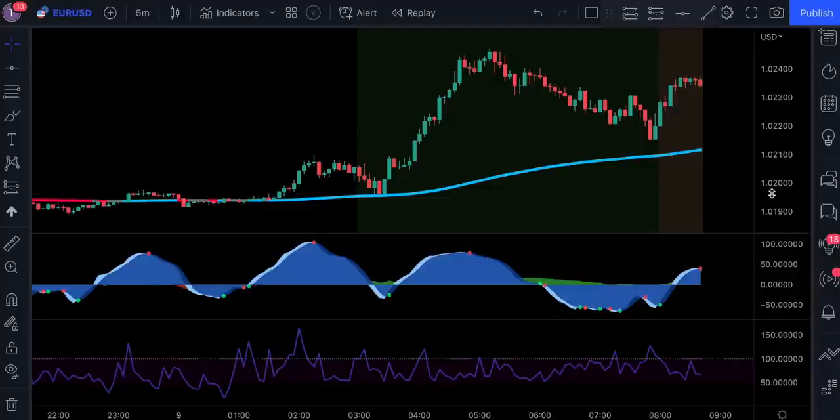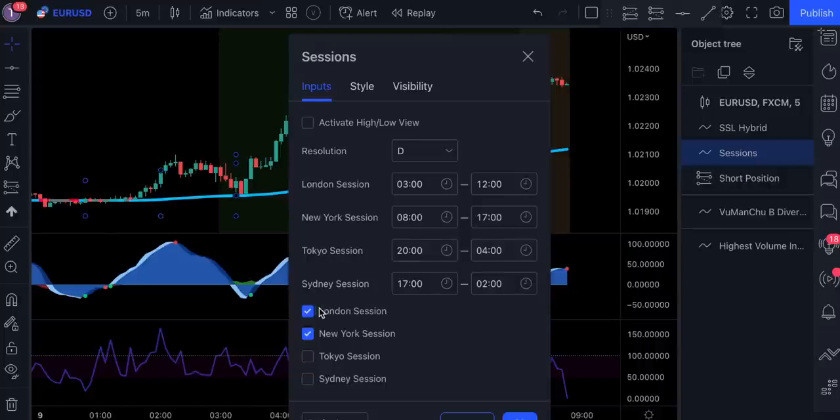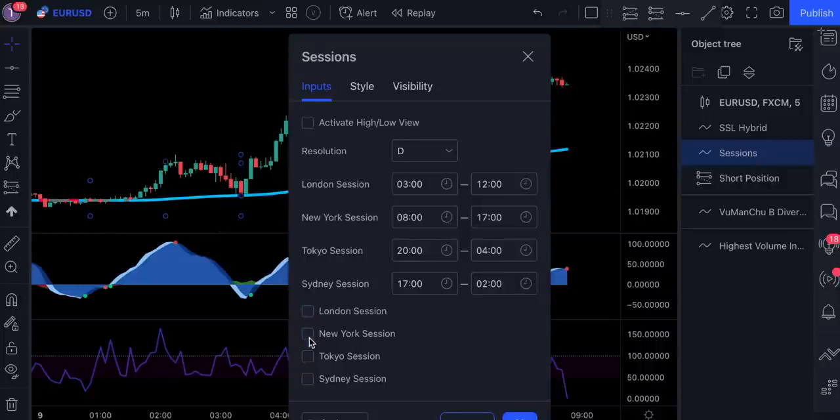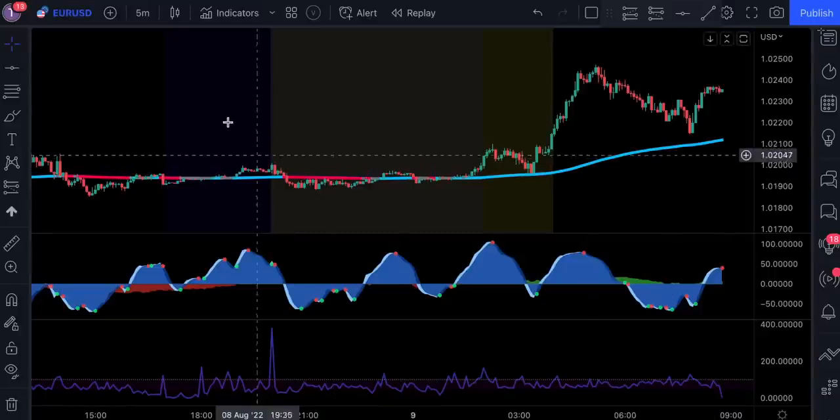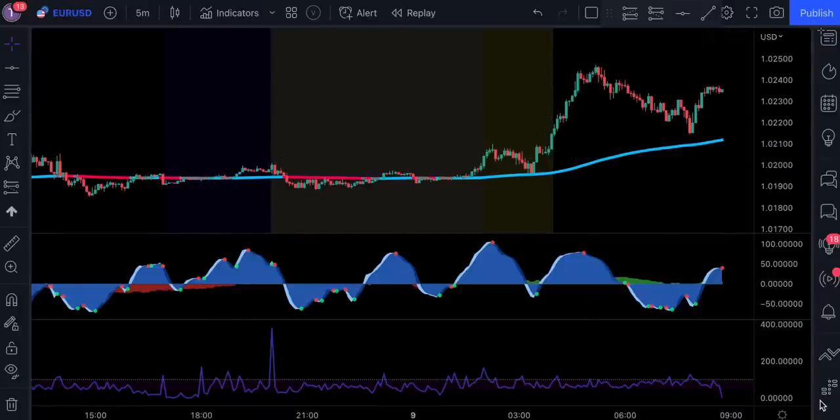Okay, now let's see how well it will perform during different trading sessions. Now we're gonna untick the London and New York sessions and enable the Tokyo and Sydney sessions. Okay, so we see that the background for the Tokyo session is not quite visible. We're going to need to adjust that.